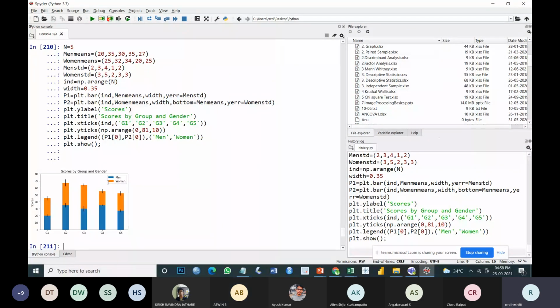These are the legends. For example, P1 of 0 means the first value we can print, that is men and women. These legends are nothing but the colors only. This part represents the colors. That is P1 of 0. The first color is the blue color, then the orange color. It denotes the color and the value. This is a stacked bar graph.